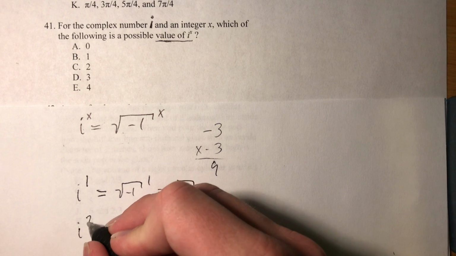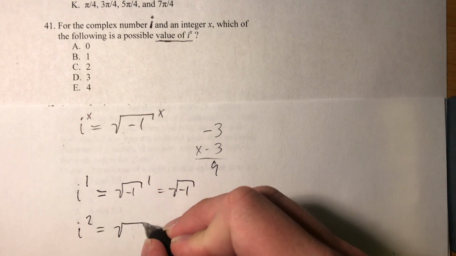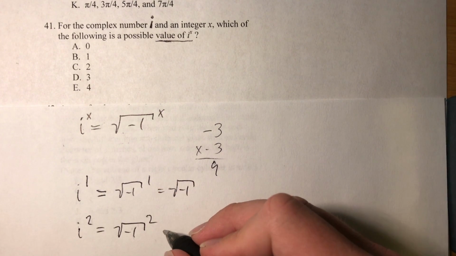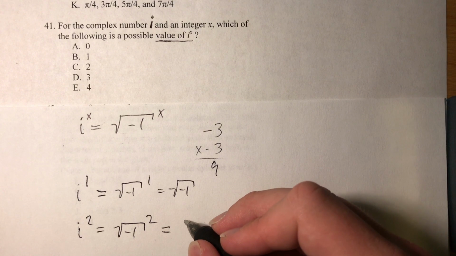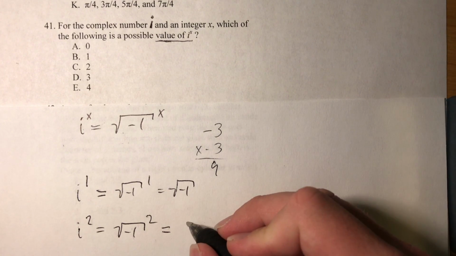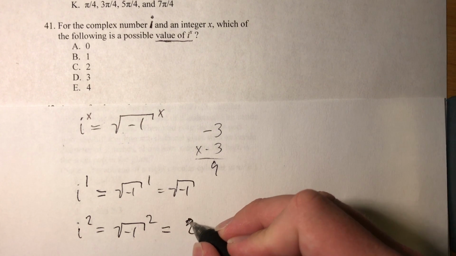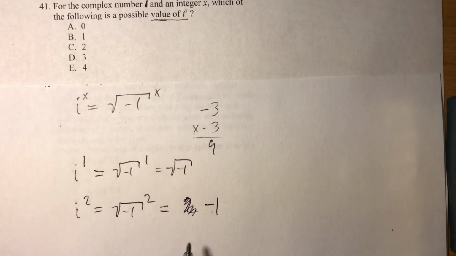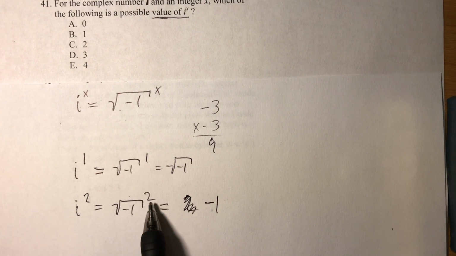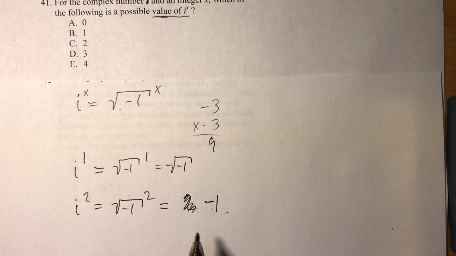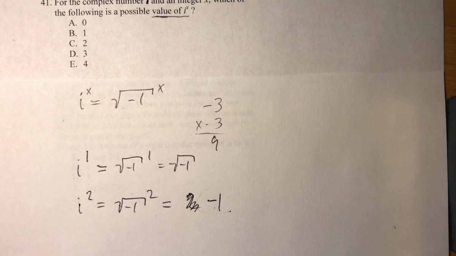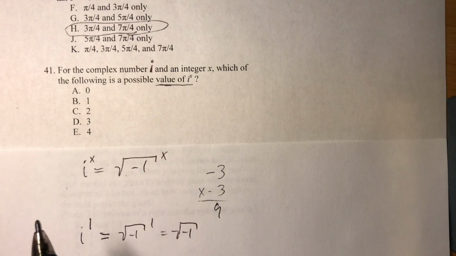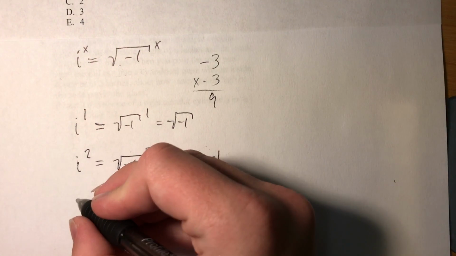So let's keep going. i squared equals the square root of -1 squared, which is just going to equal -1, right? Because the square root of something times the square root of that same something is going to equal that something. In this case, -1. Unfortunately, that's not one of our answers, so we're going to have to keep going.